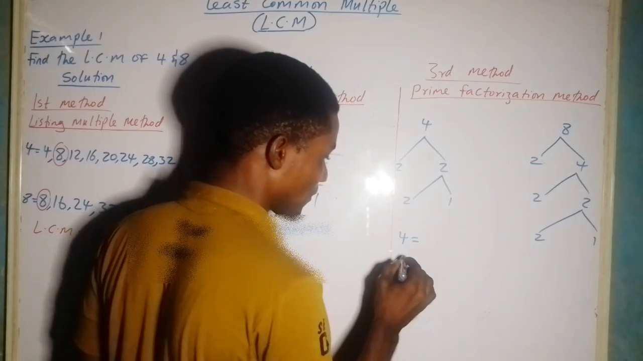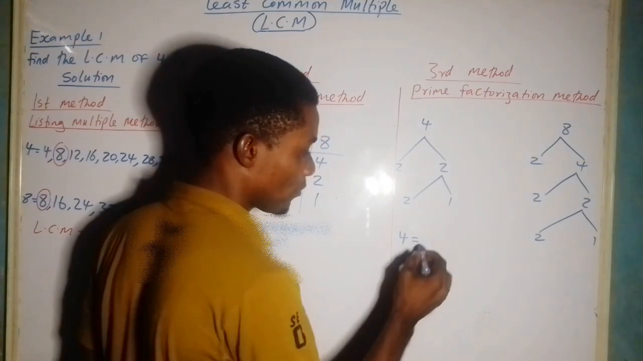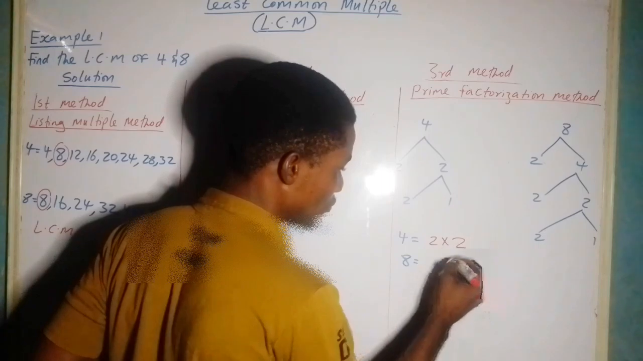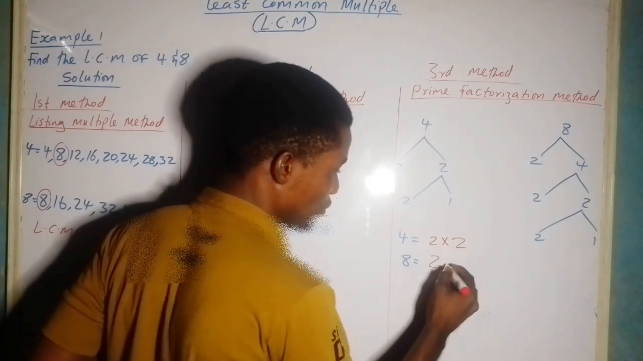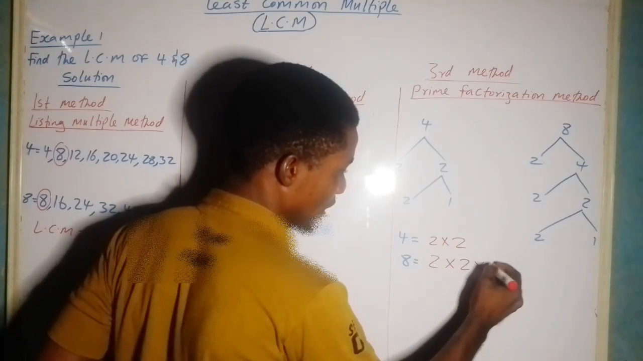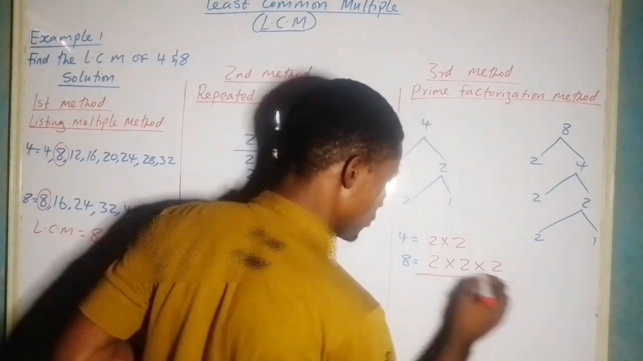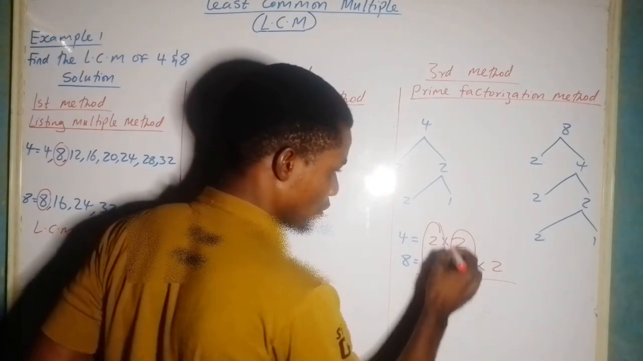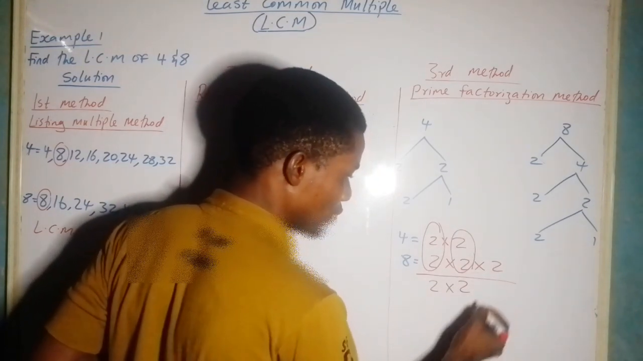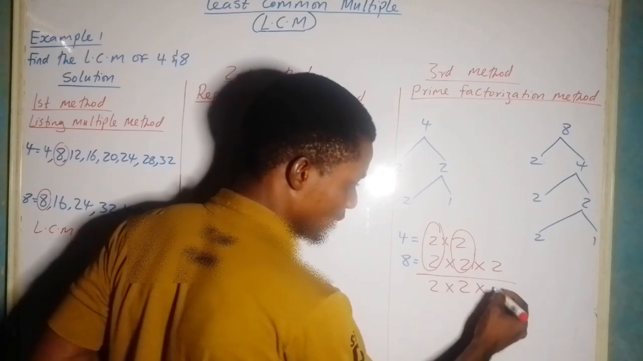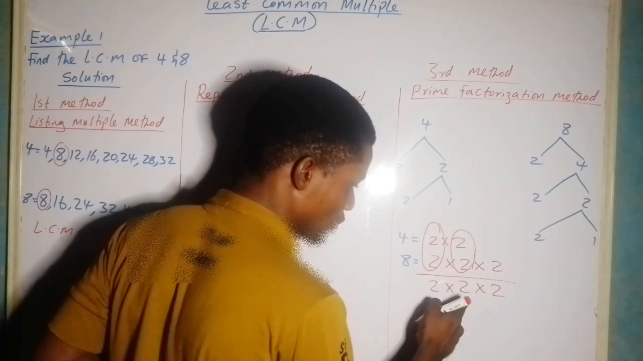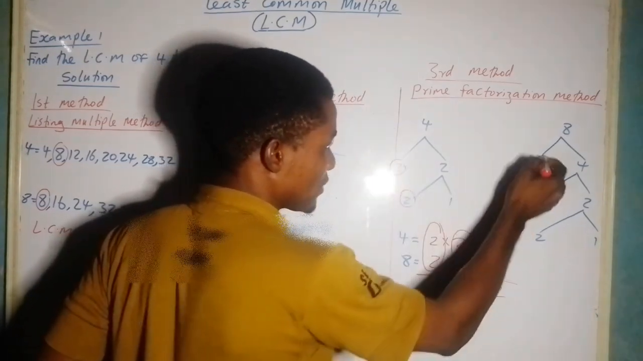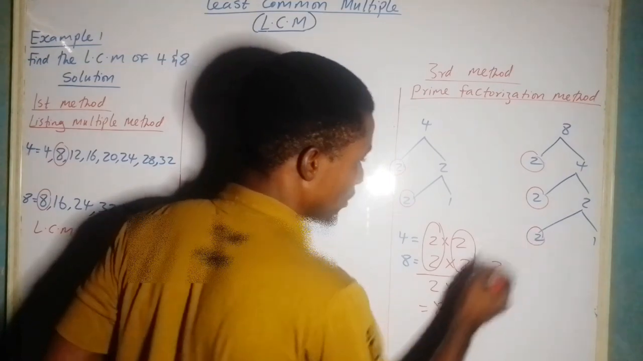Now the factors here. We list them out. We have our 2. Then 2 times 2. The next one is 2 times 2 times 2. We write out the 2. 2 is also common, we write out the 2. And we have 2 left, we write out the 2. So 2 times 2 is 4. 4 times 2 is what? Is 8. This is the prime factorization method.